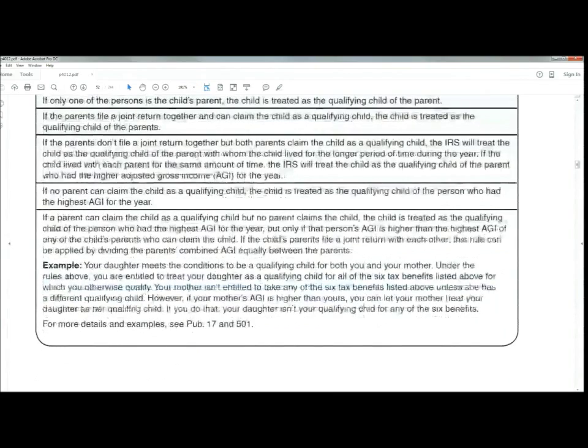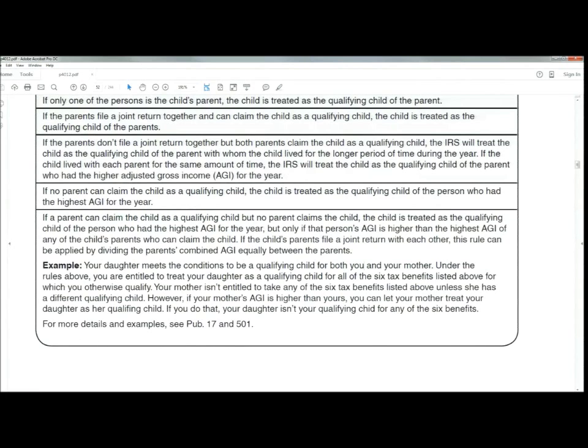Let's look at the example. Peter meets the conditions to be the qualifying child of both Jane and Brittany. Under the rules above, Brittany is entitled to treat her daughter as a qualifying child for all of the tax benefits. The mother isn't entitled to take any of the benefits unless she has a different qualifying child, and she doesn't. However, if Jane's AGI is higher, Brittany can let her mother treat Peter as Jane's qualifying child. If you do that, then Brittany can't claim. So Jane seemed out of the picture until right at the end, and then we found something, we said, hey, that works. Okay, so that's one example of how these tiebreaker rules go.